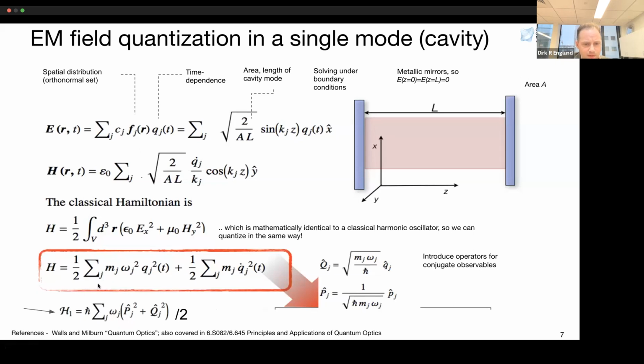So for the Hamiltonian, to this end, let's introduce these so-called conjugate observables that satisfy the Hamilton-Jacobi equations, as you do in deriving the Hamiltonian. So this normalized operator here, Q sub j, is equal to the square root of m sub j times omega sub j divided by h bar, times q hat.